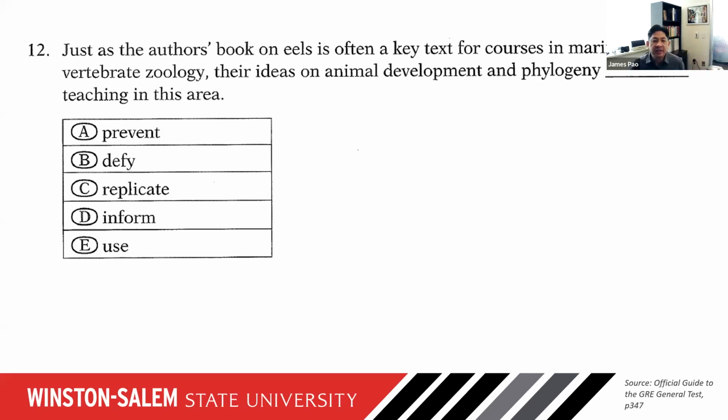So that's about 30 seconds. Why don't you all tell me what you think? Just as the author's book on eels is often a key text for courses in marine vertebrate zoology, their ideas on animal development and phylogeny, blank teaching in this area. What do you think? Come off mute, please. I would say inform. Okay, and why do you say inform? I guess it's trying to inform the reader about zoology or the animal development.